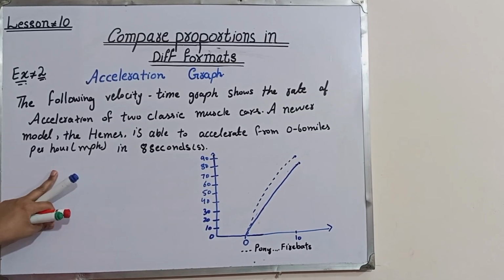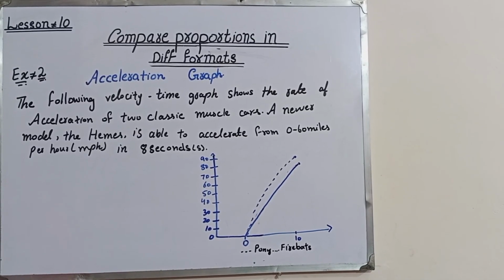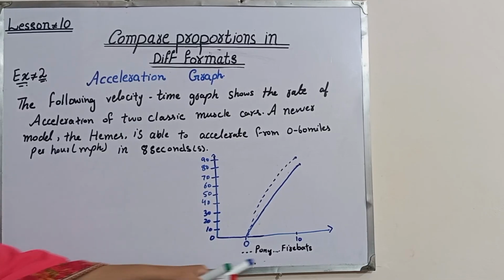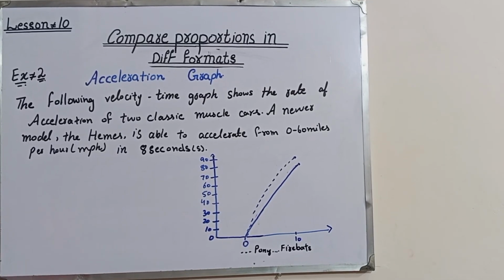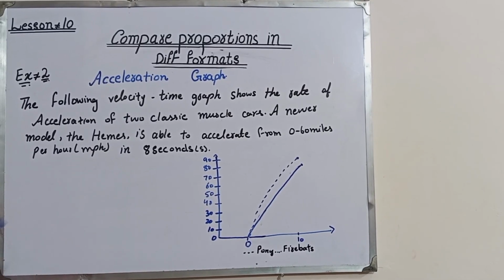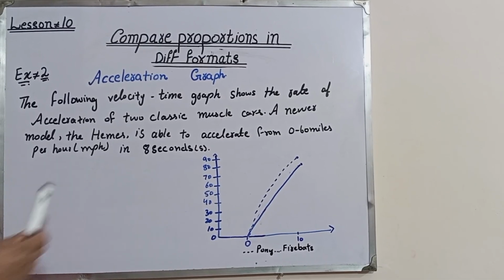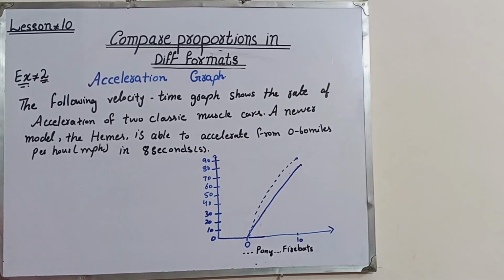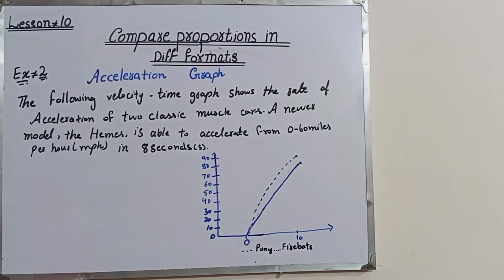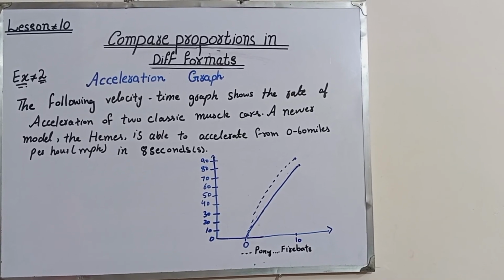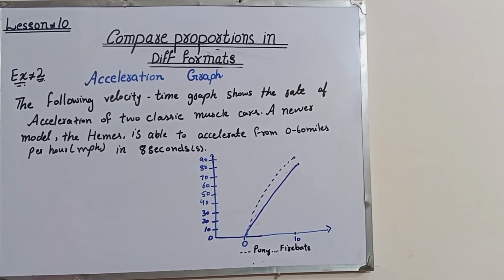In the answer, we will do this. It shows the acceleration of two cars, the Pony and the Fireblast. And then we are told about the third car, the Hummus, in the question. It goes from 0 to 60 miles per hour in 8 seconds. The question: how does the Hummus compare in acceleration? I hope you understand this question.